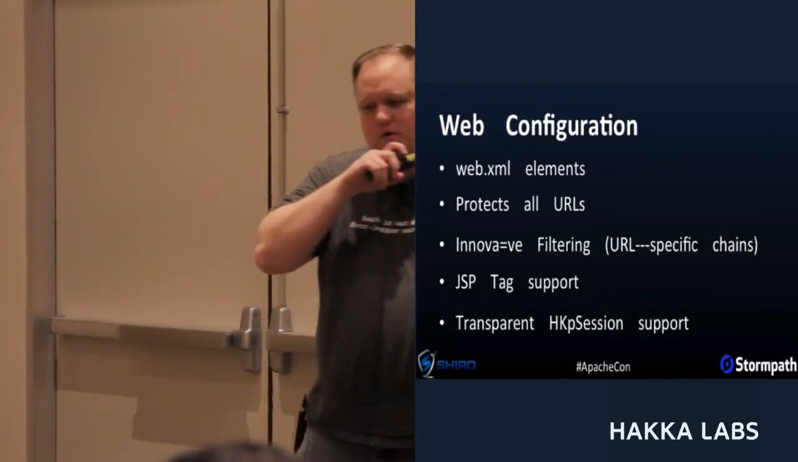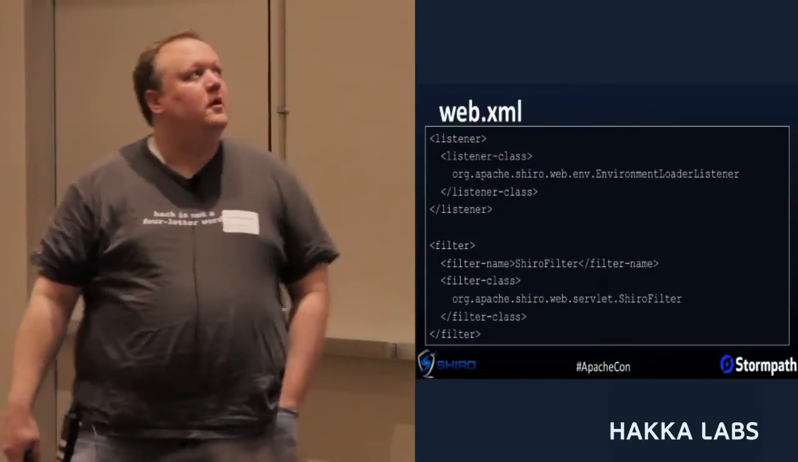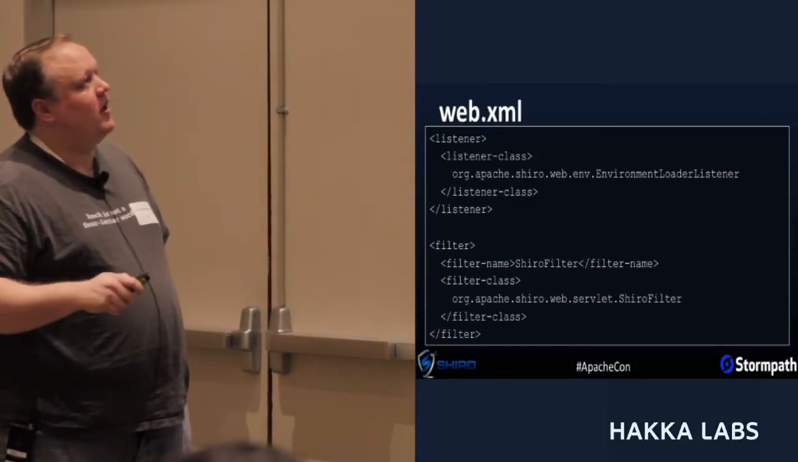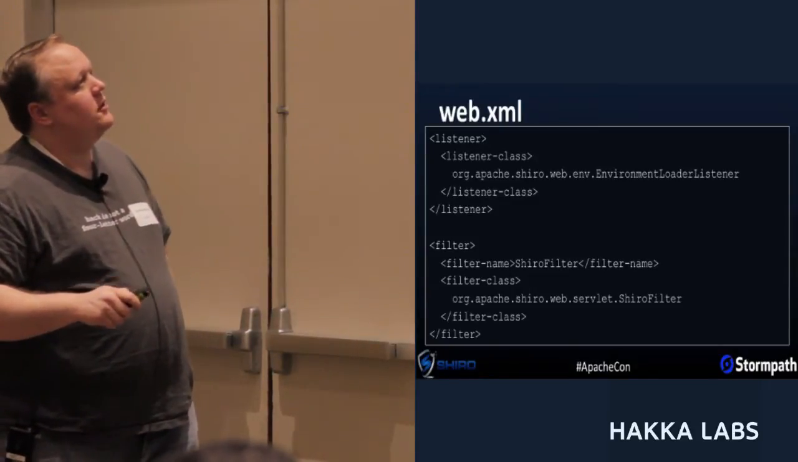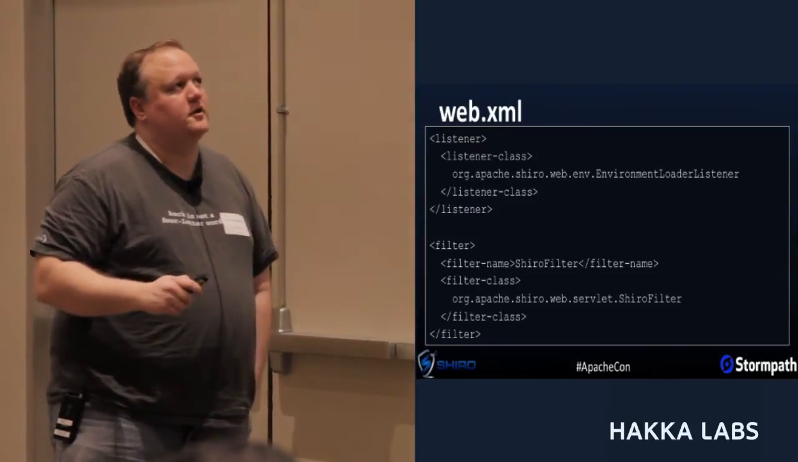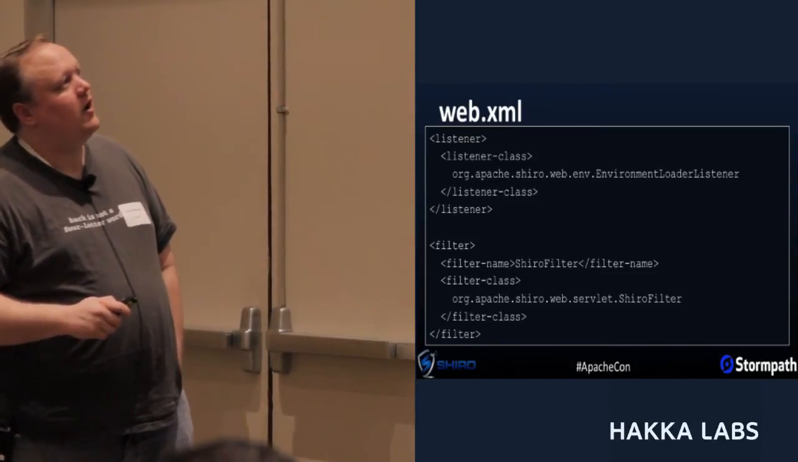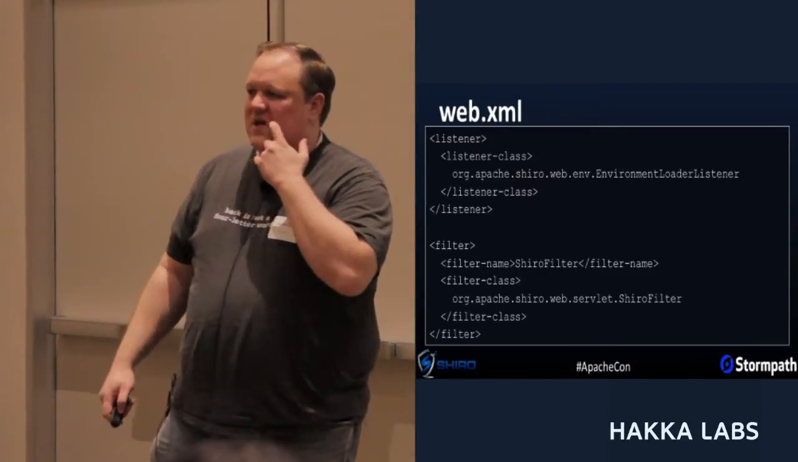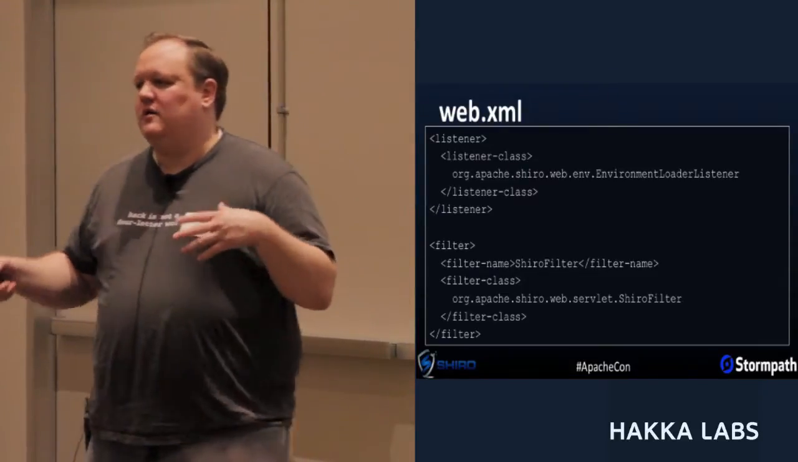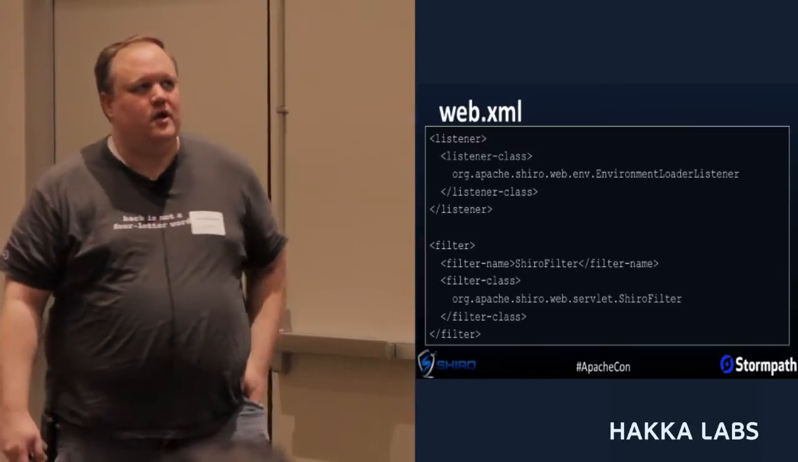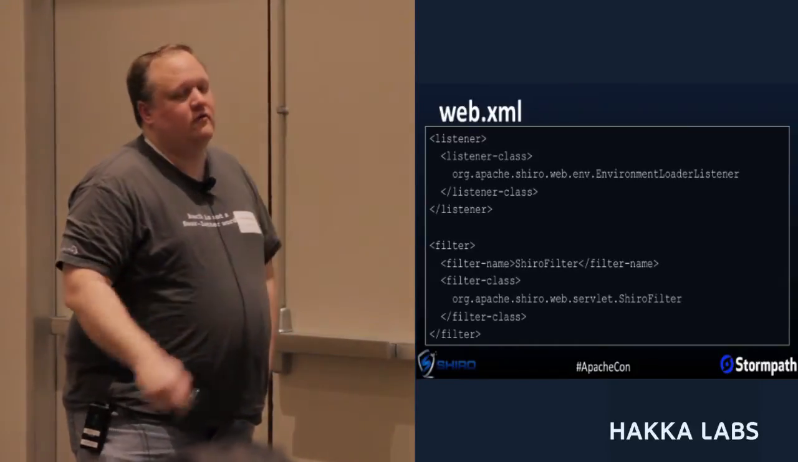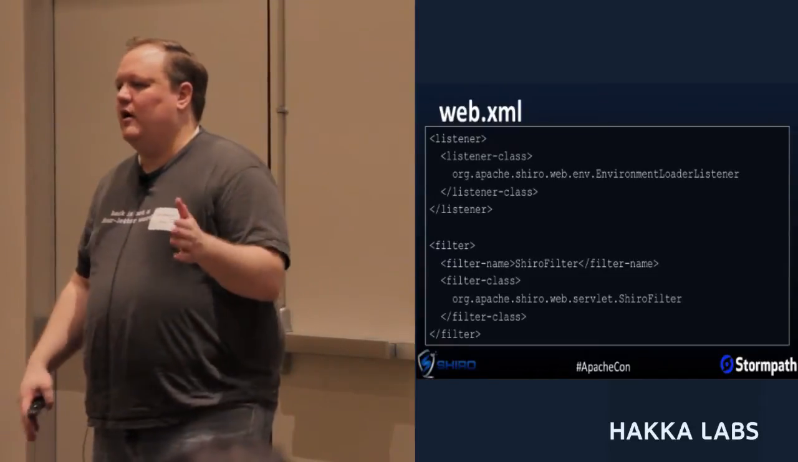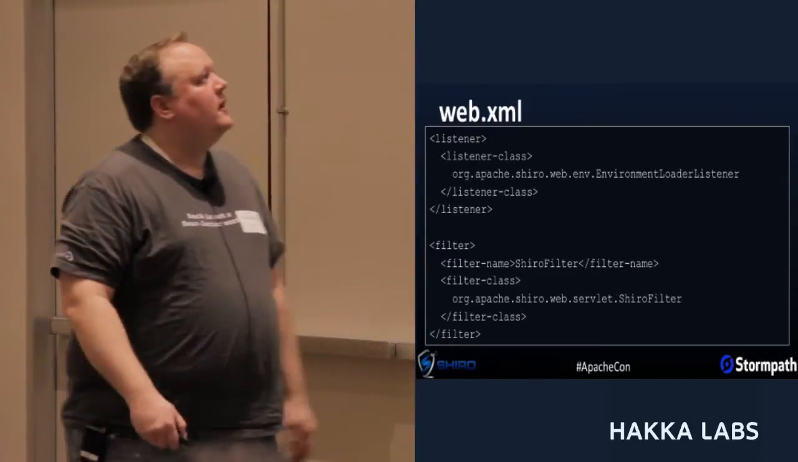So this is how you enable Shiro in a web app. Every Shiro deployment needs an environment. This listener will listen for the servlet context to start up, create a new Shiro environment instance, and then bind it to the servlet context. So that environment is tied to that particular deployed application. And you can deploy many different environments. It's almost always a one-to-one correlation: you have one environment per deployed web application.